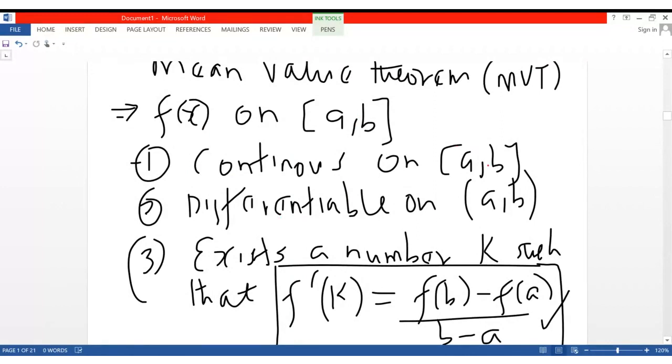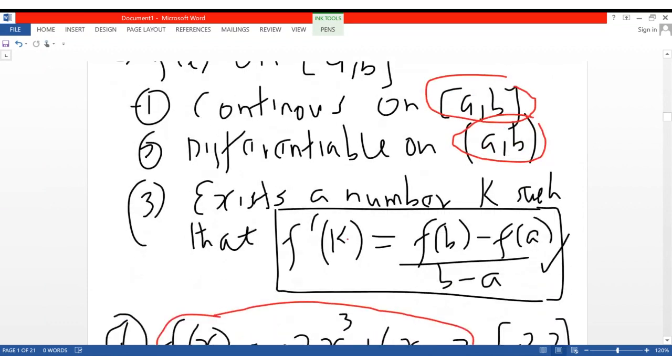We shall come to this one in the next class. This one means it is open. Then, with this formula, there exists a number k such that it will be satisfied, whereby you have f prime of k, where we differentiate our f of x and then replace with k, equals f of b minus f of a over b minus a.